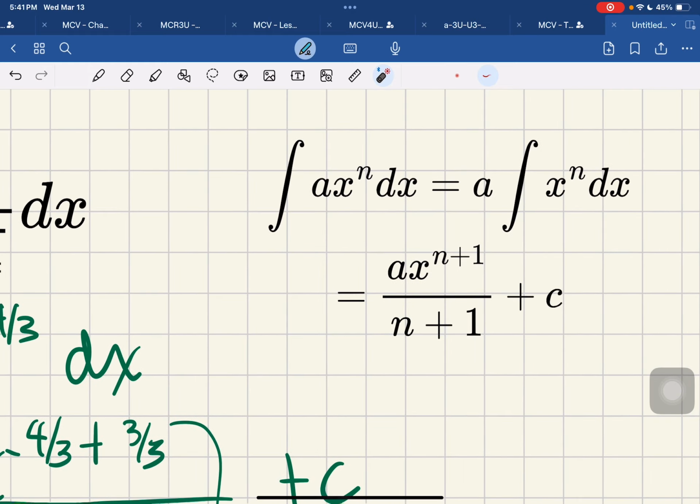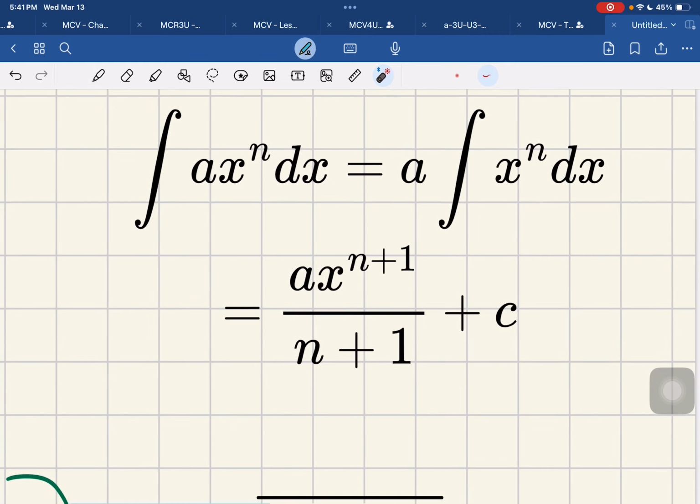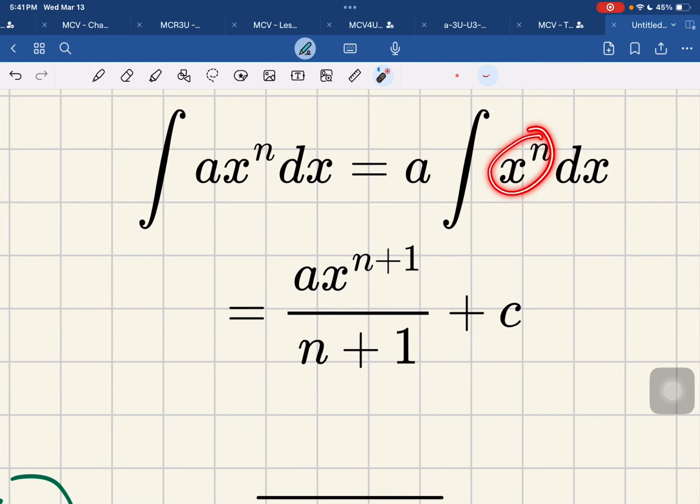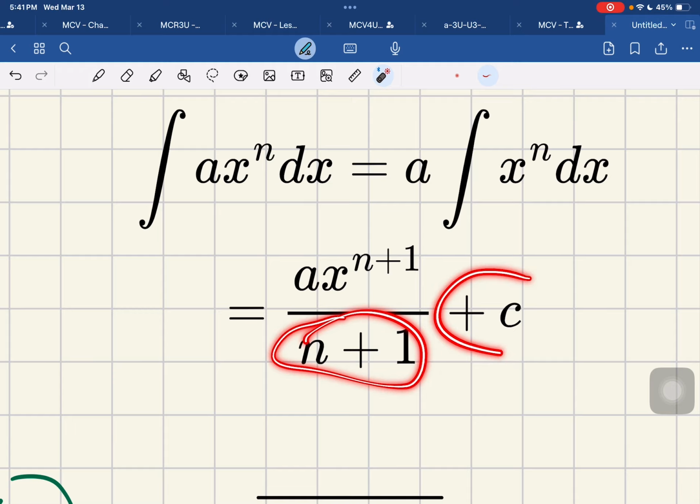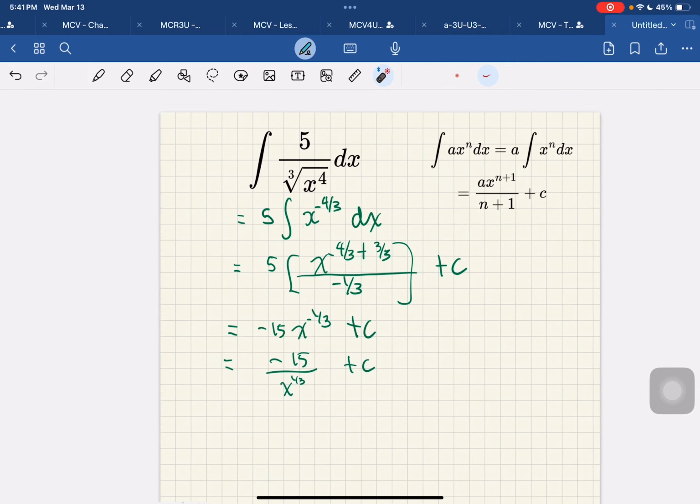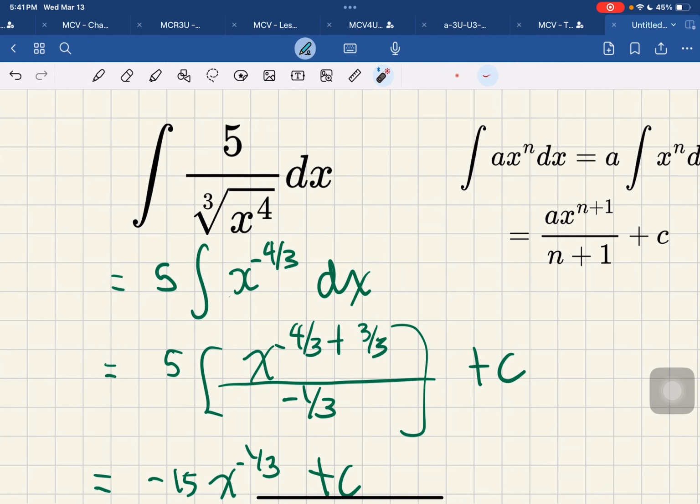One of the things that we always do is we take that coefficient of a and bring it outside. So it becomes a times the integral or antiderivative of x to the n dx. And then our formula is x to the n becomes x to the n plus 1, all divided by n plus 1, plus some constant of integration c. That's the formula. So let's go through this specific example.